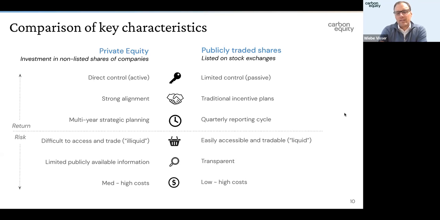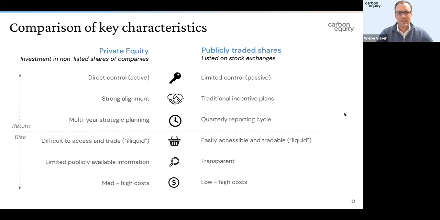If you look more at the risk side of private equity, it's more difficult to access private equity. You cannot just buy shares somewhere, and it's difficult to sell the positions. So you're in there for a longer term. It's called illiquid. Public equity, the attraction is the moment you want to sell, you press the button and you sell.